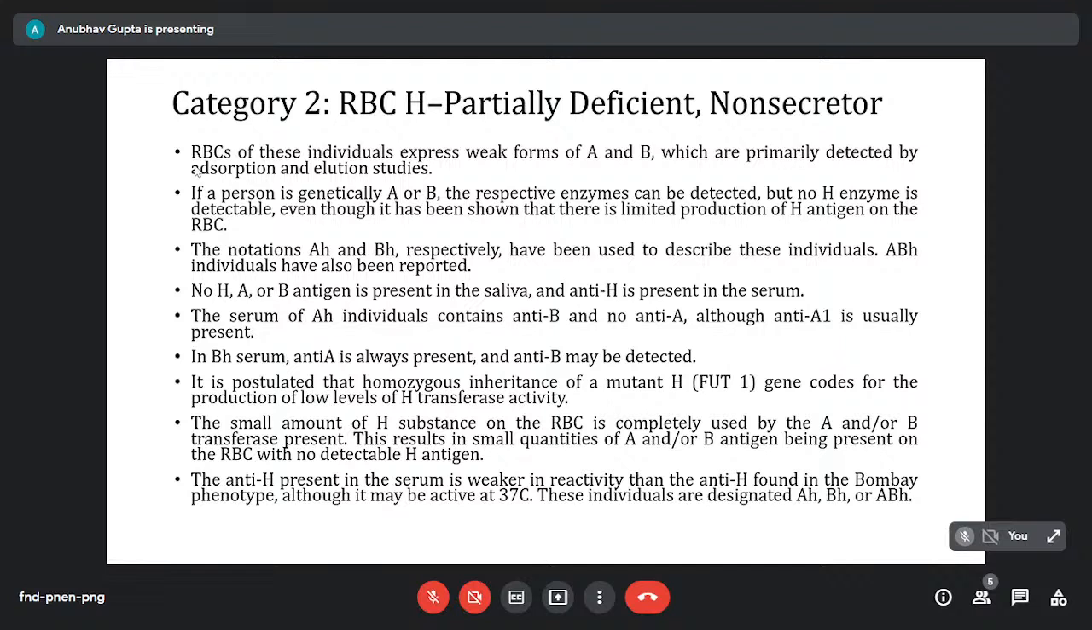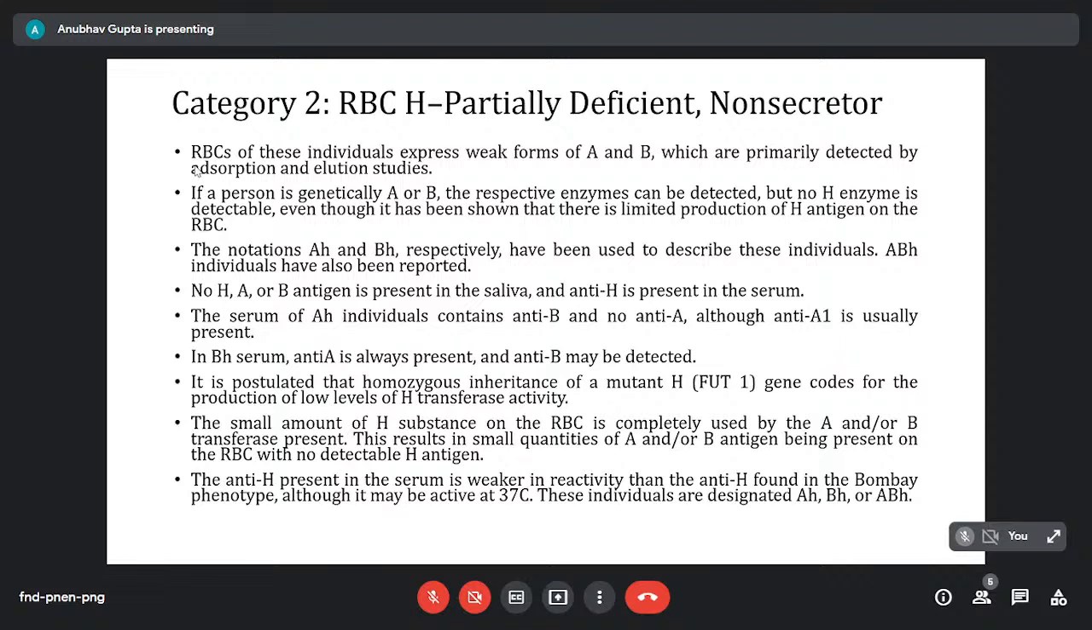So what is anti-A1? I've already told you that A is just like an umbrella. It has many antigens. So basically A1 and A2 differ on the H antigen. So the A antigen has type 1, type 2, type 3, type 4, all four types of substances present. But A2 may present only type 1 and type 2. It may be lacking type 3 and type 4.